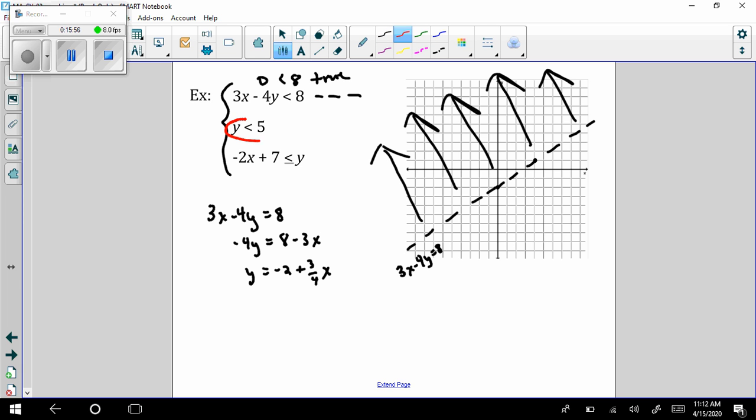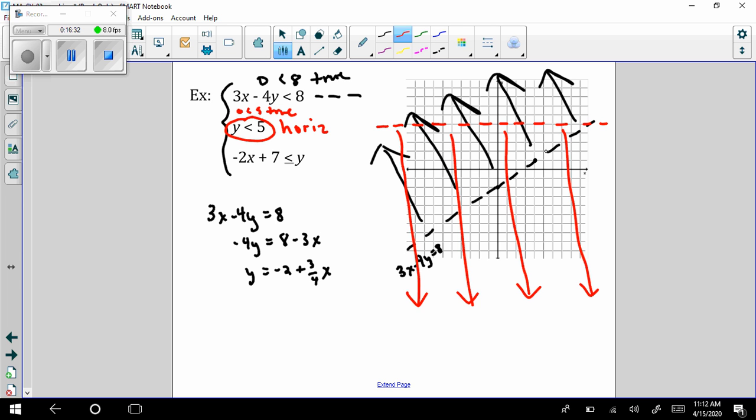Okay, so this one is a simple horizontal line at y equals 5. So 1, 2, 3, 1, 2, 3, 4, 5, and it is dashed. Okay, so you can test 0, 0 there. So 0 less than 5, that is true. So you would be shading all of the values below that line. So you can see your overlap right now is in this little angle sliver right here.